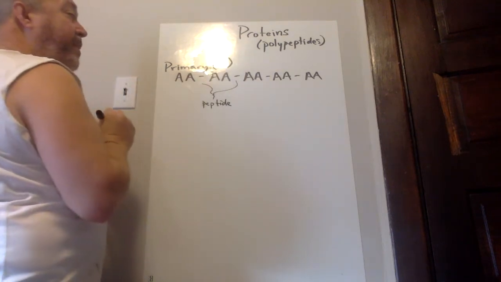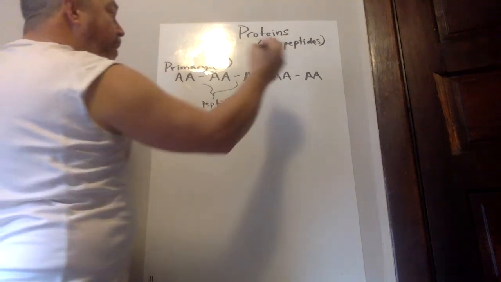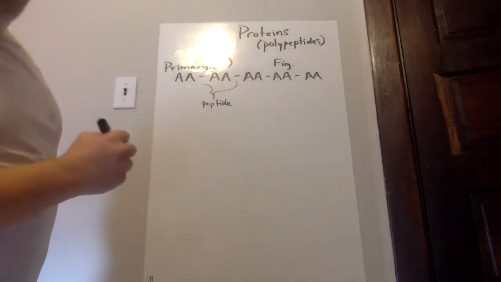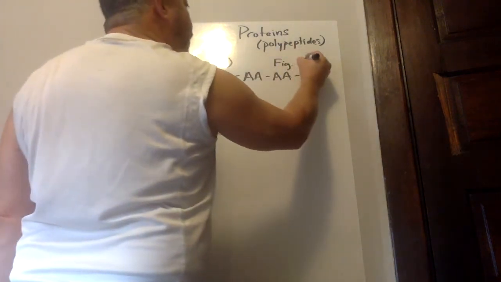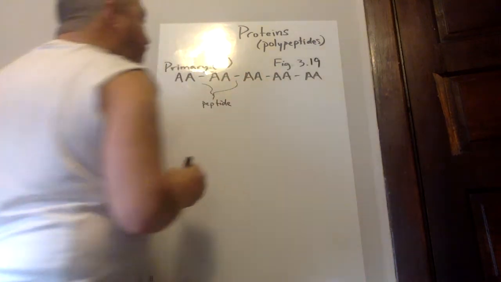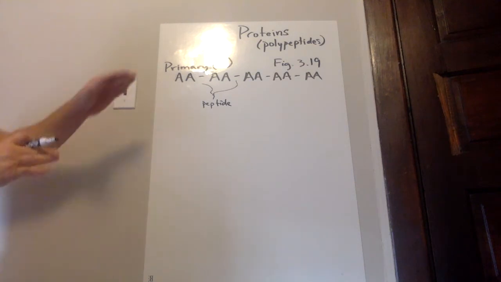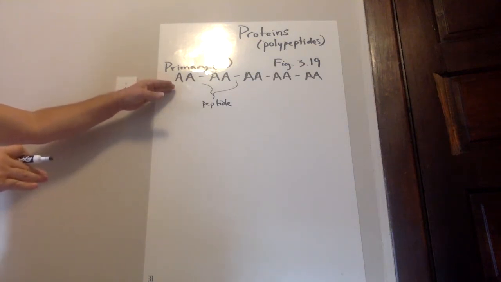Or you could use the symbol 1 degrees. So this is also in figure 319. All right, so that's the primary structure. This is not a functional protein though.